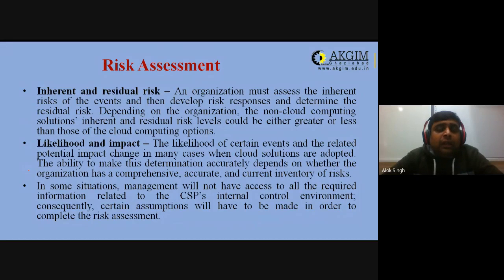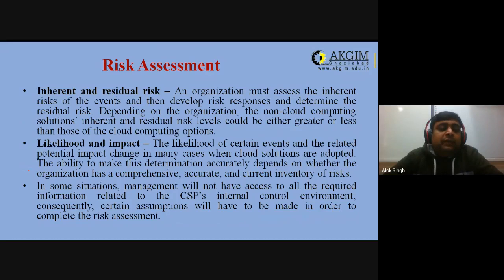Next is inherent and residual risk. An organization must assess the inherent risk of the events, then develop the risk responses and determine the residual risk. So you should identify what the inherent risks and what the residual risks are. Depending on the organization, the inherent and residual risk level of a non-cloud computing solution could be either greater or less than those of the cloud computing options. So you have made the risk profile and identified whether these risks are inherent or residual. After that, you would identify the likelihood and impact.